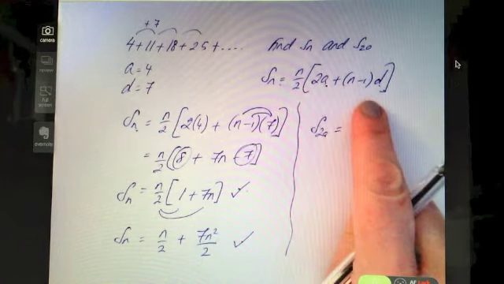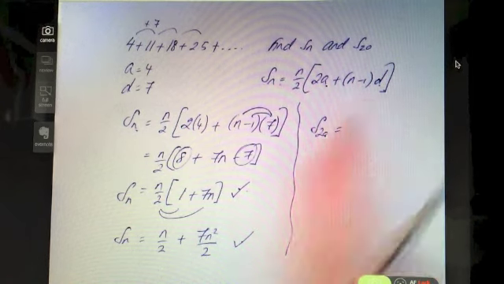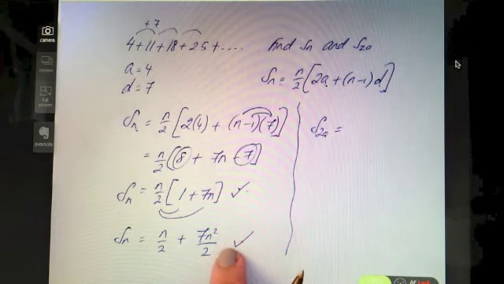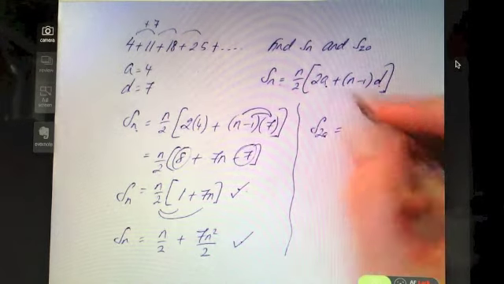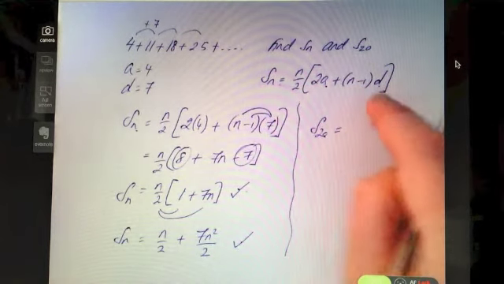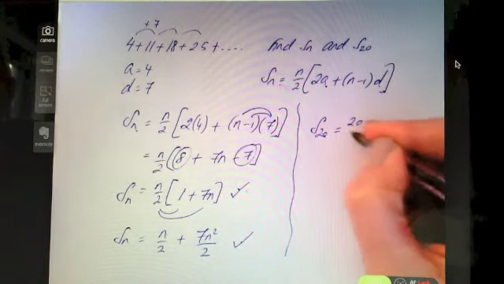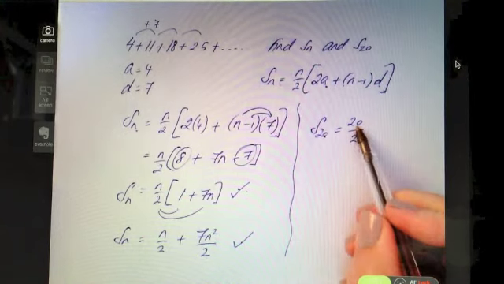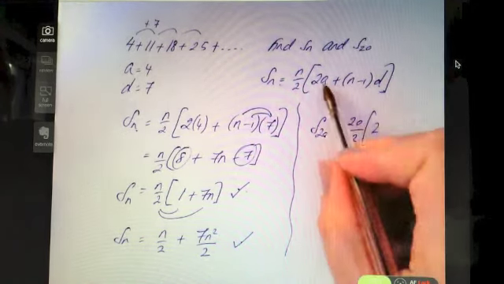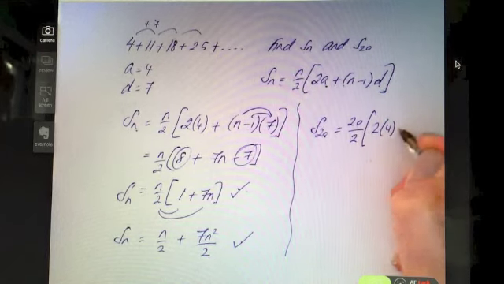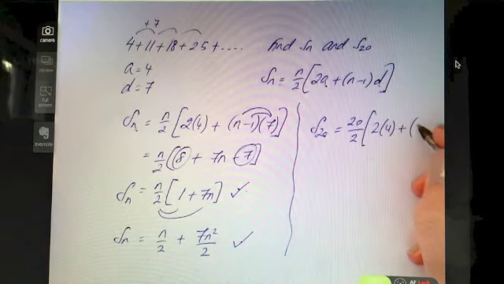It's something I would suggest you do in an exam paper question as well, just in case you've messed up on the simplification in some way, whereas this you're given in the log tables and you know you won't go wrong. So instead of n, it's 20, 2 times a is 2 times 4 again. n minus 1 this time is going to be 20 minus 1.